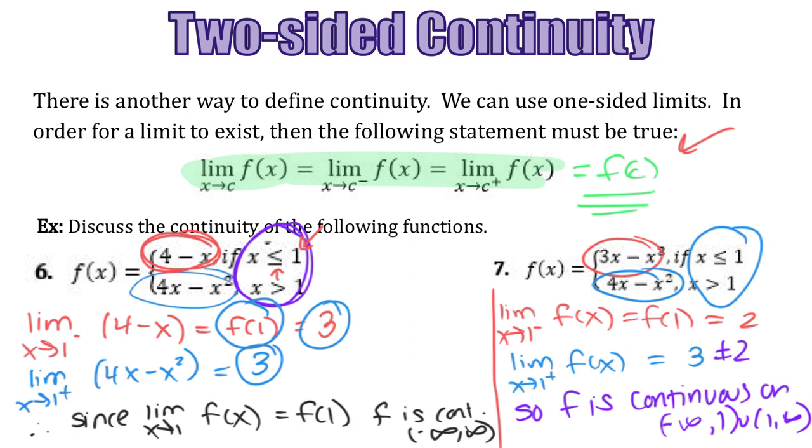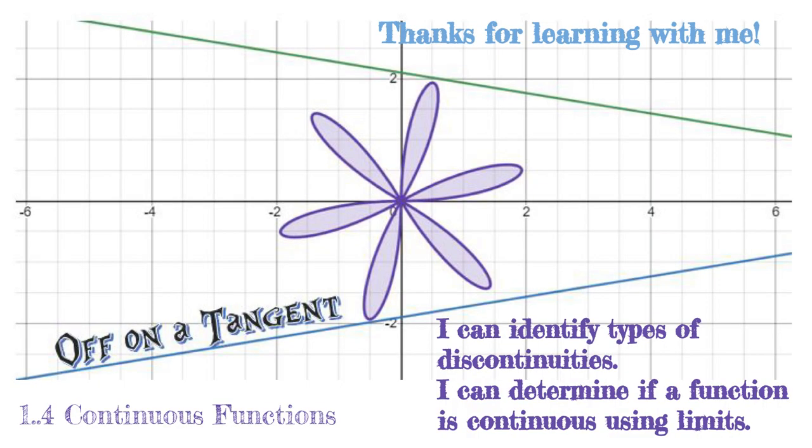Let's go ahead and wrap up this video. Our goal in this video was to be able to identify different types of discontinuities, holes, which are removable, jumps and vertical asymptotes, which are not removable. And remember, removable means the limit still exists. And lastly, to determine if a function is continuous using limits, which we did in those last two examples.